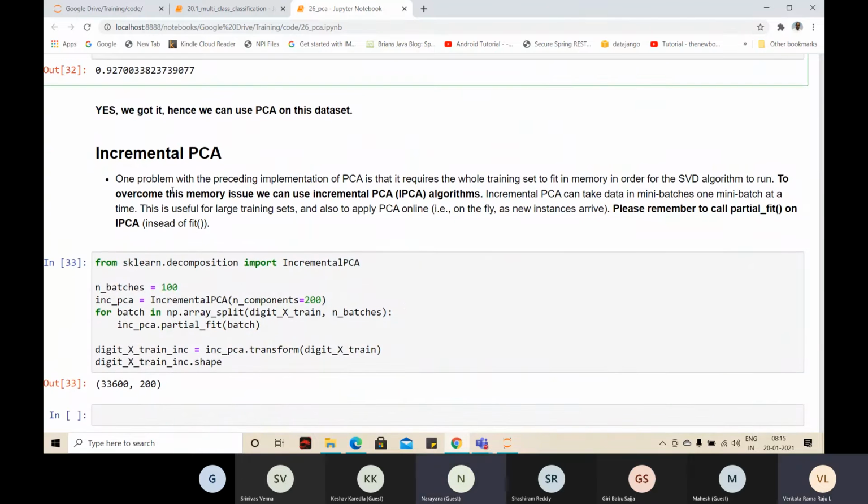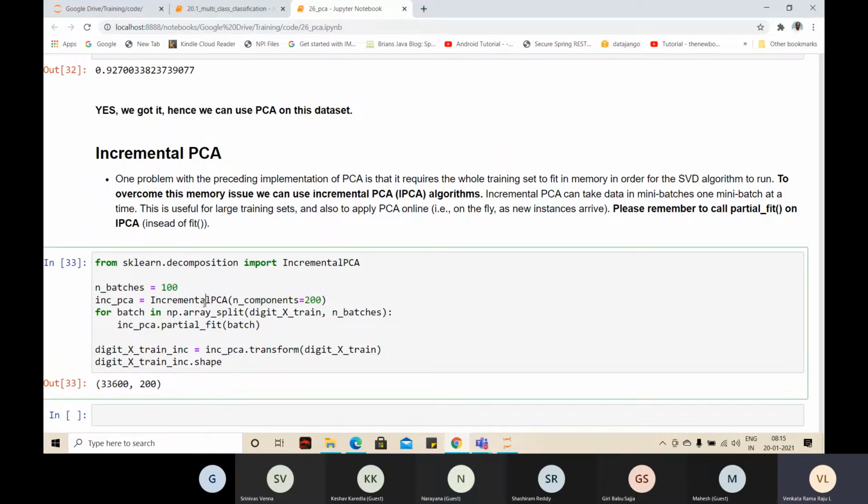There is another concept called incremental PCA. Incremental PCA actually takes data batch by batch. If I say batch size is equal to 100, the incremental PCA will take 100 records at a time. So I am splitting the data. There is a method called array_split in NumPy, which takes the total data, 33,600 records, and splits that into batches. Each batch is passed into the incremental PCA as partial fit. Instead of using the fit method, incremental PCA has partial_fit. It will do all the partial fits, and once it has understood the pattern, it will do transform.